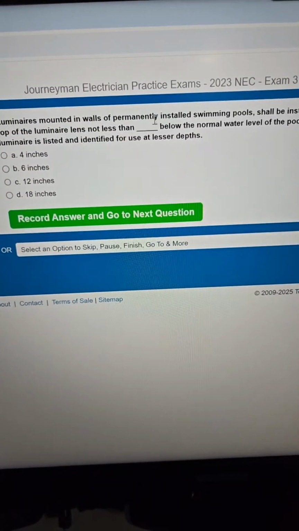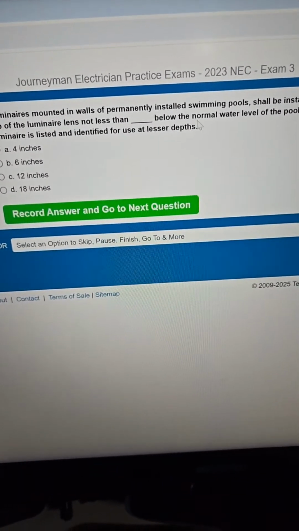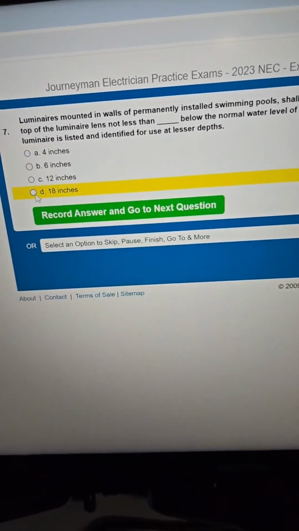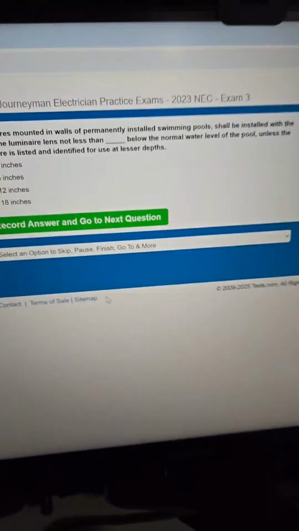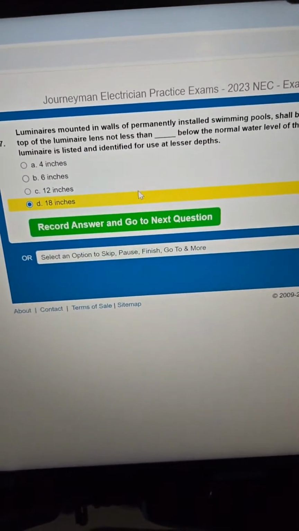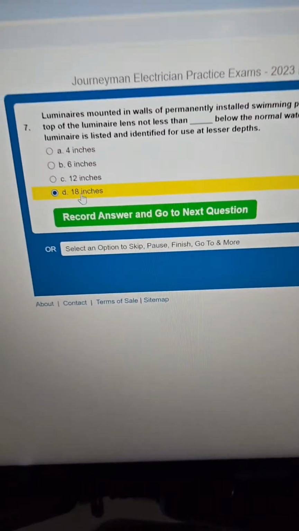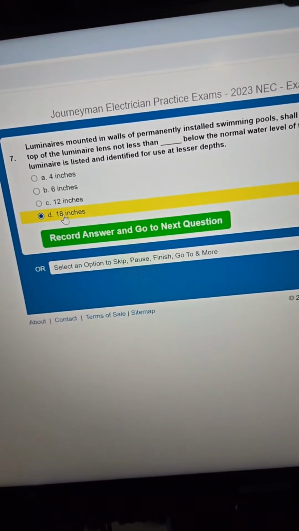Luminaires mounted on walls permanently installed in swimming pools shall be installed with the top of the luminaire not less than blank below the normal water level, unless the luminaire is listed and identified for lesser depths. Should be 18 inches, I believe. I've got to look at this again. It could be 12, but I think it's 18. We're going with that.